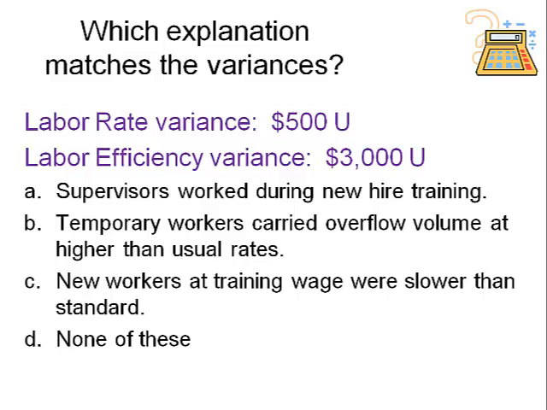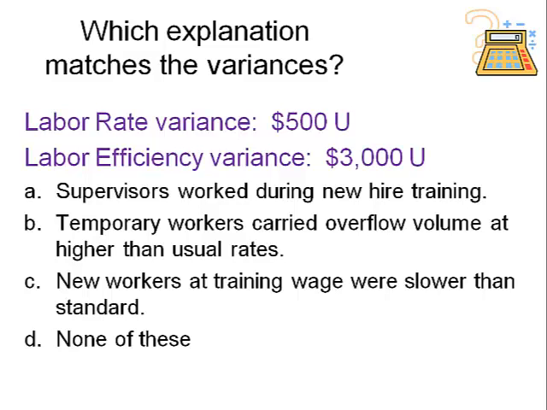Let's look at B. Temporary workers carried overflow volume at higher than usual rates. Let's read that again. Temporary workers. So temporary workers are probably cheaper. Carried overflow volume, so they worked the extra stuff that was after hours at higher than usual rates. So that could work because there's an unfavorable rate variance because they were at higher than usual rates. Temporary workers are probably slower than standard because they don't know what they're doing yet. They're not trained. So B looks pretty good.